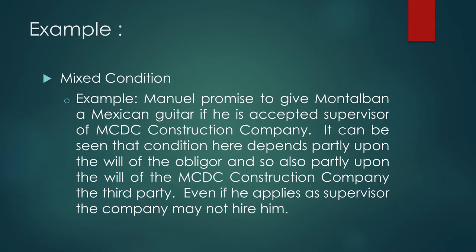For mixed conditions, we have this example. Manuel promised to give Montalban a Mexican guitar if he is accepted supervisor of MCDC construction company. It can be seen that the condition here depends partly upon the will of the obligor and partly upon the will of MCDC construction company, the third party. So the third party is involved and therefore, this is a mixed condition. Even if he applies as supervisor, the company may not hire him. So there is still that factor for MCDC to decide to accept him, or to hire him. So this is an example of the mixed condition.